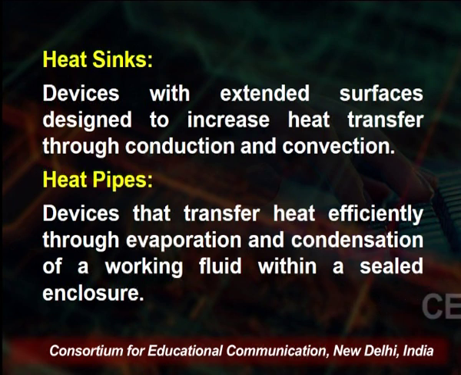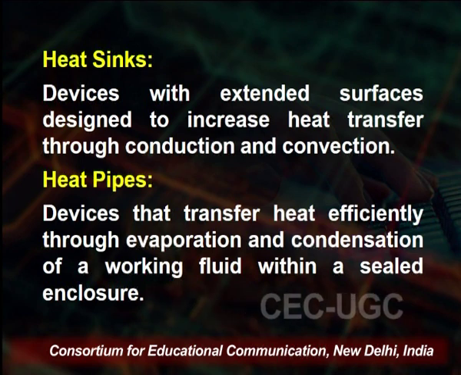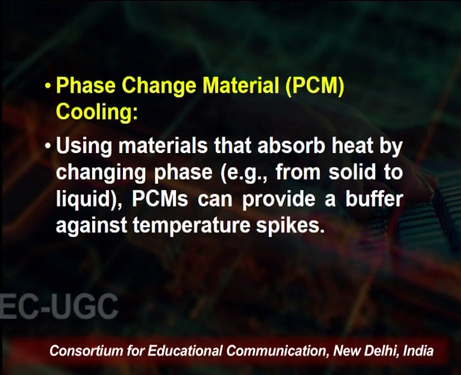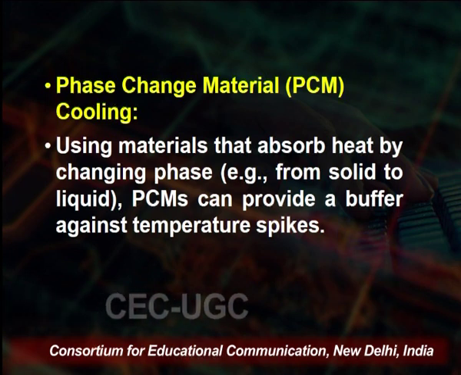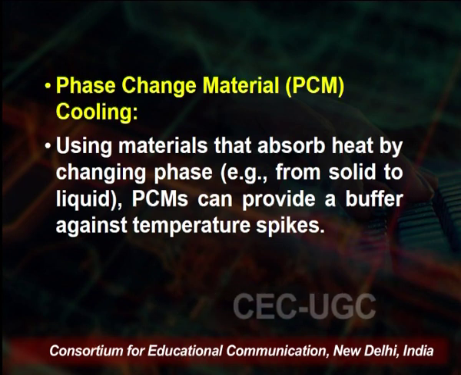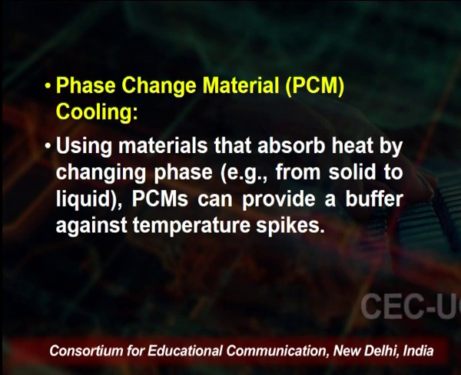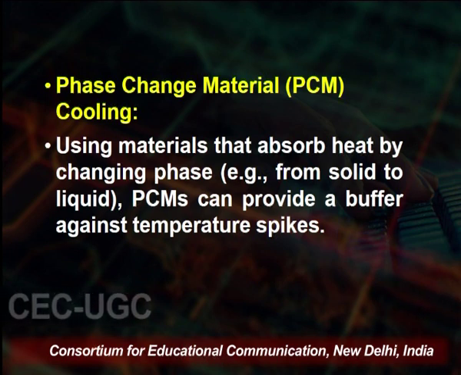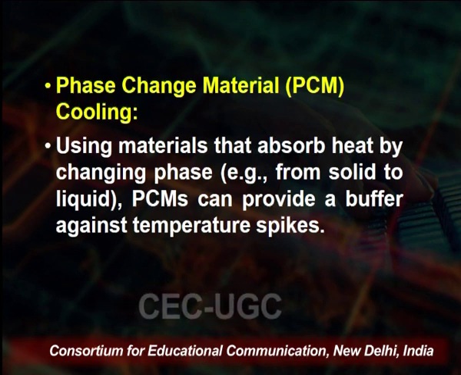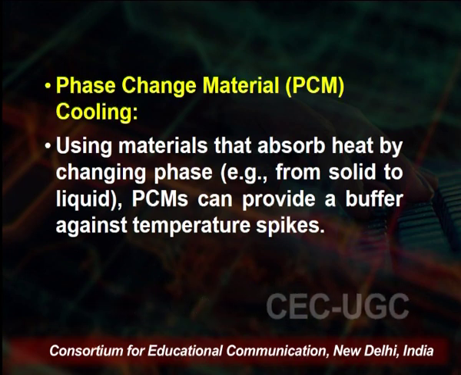Another is the heat pipe, a device that transfers heat efficiently through the evaporation and condensation of the working fluid within a sealed enclosure. Another type is phase change material cooling, also called PCM cooling, using a material that absorbs heat by changing phase, like solid to liquid. PCM can provide a buffer against temperature spikes.